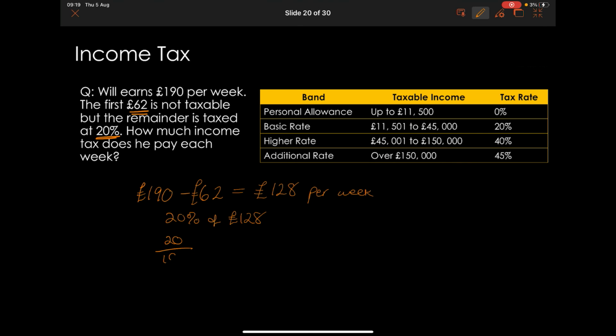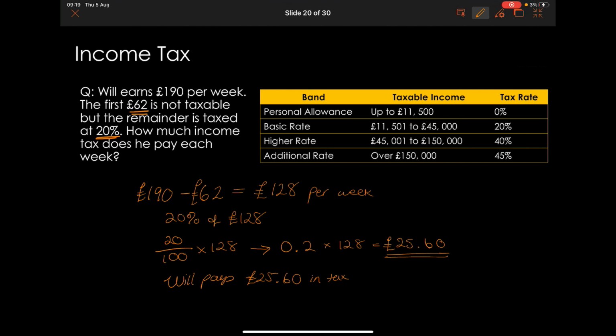So we could do 20 divided by 100 times by 128. Or, if you know the decimal, which you should, it's 0.2 times 128. 0.2 times 128 is £25.60. So Will pays £25.60 in tax per week. Okay? Alright, so that's kind of like a simple income tax question.